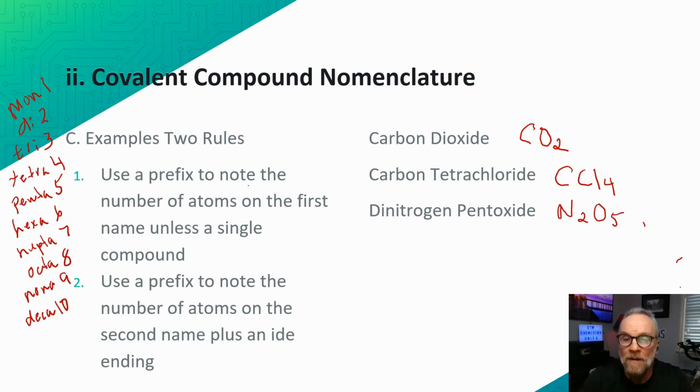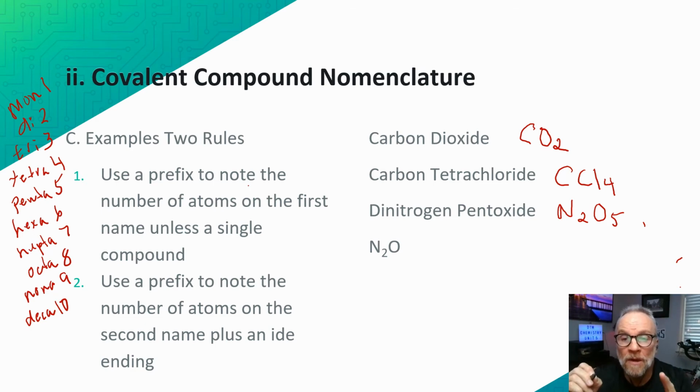Okay, that's always a nice reference to have while you're naming these. All right, so now we're given the names and we have to write the formulas. So you always use a prefix on the first name, with the exception of single atoms.